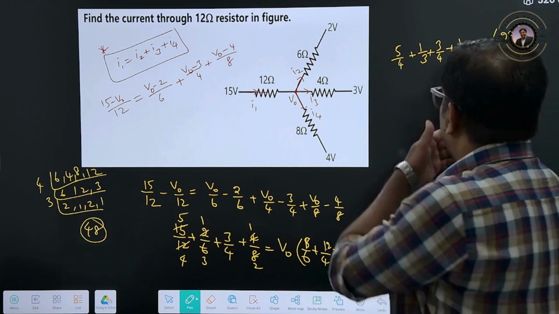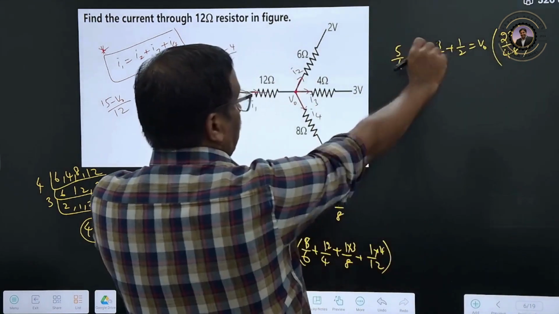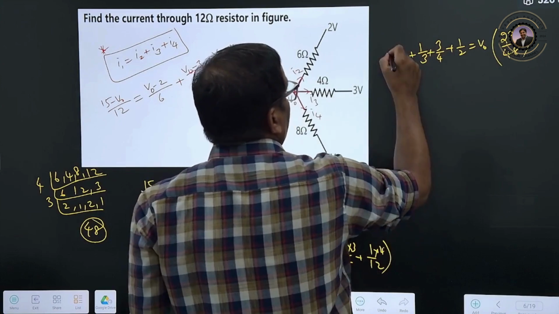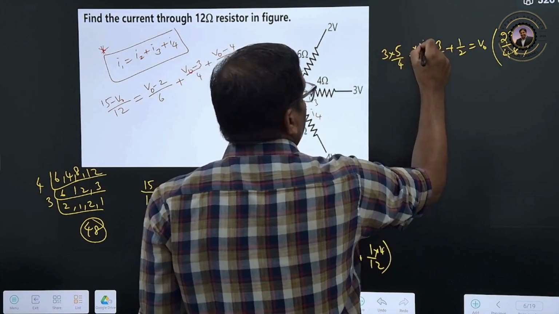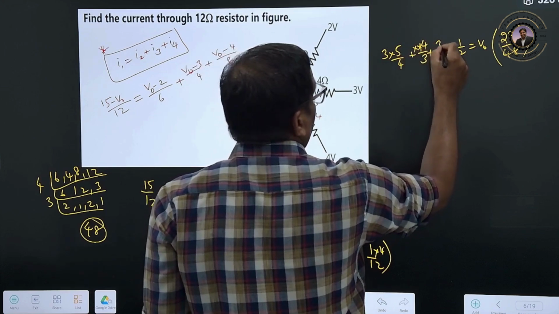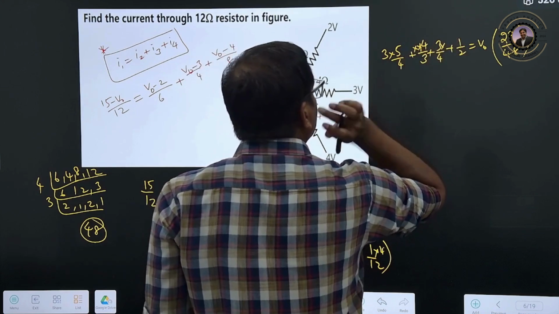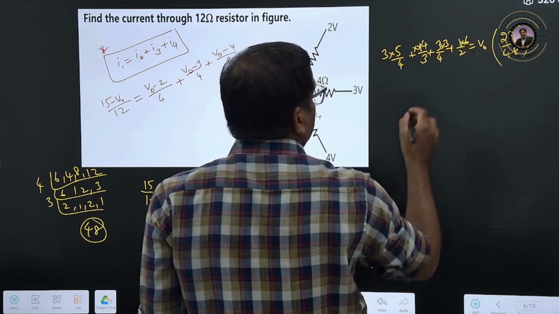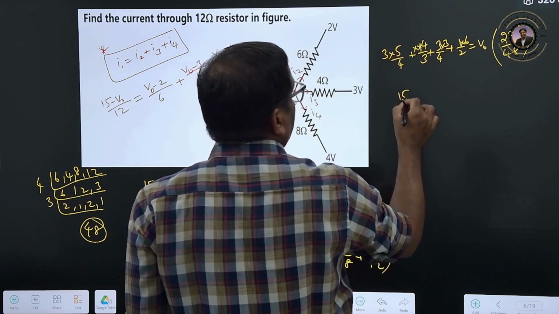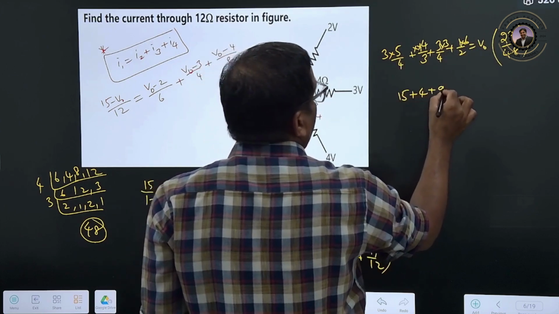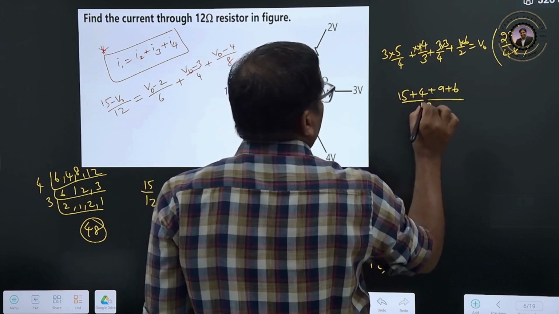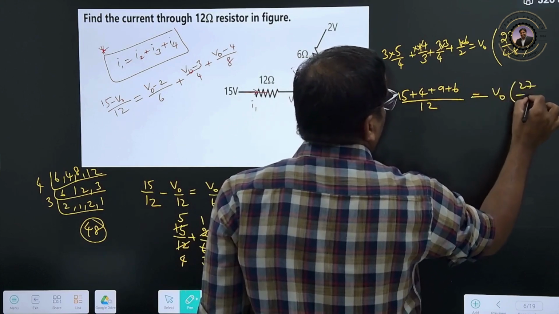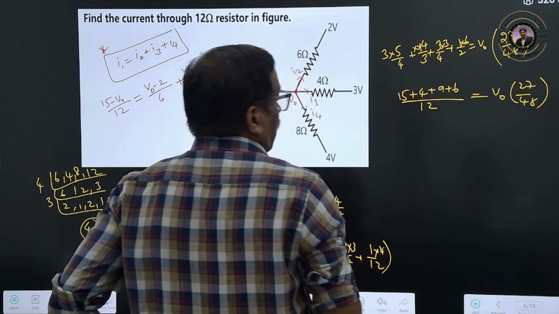Clear? Here also I can make it like this, 2 gone here, 12. 12 I can make it, therefore this is 3. So this I can make it 4 into 4 into 3 into 6. So 15 plus 4 plus 9 plus 6 divided by 12 will be equal to V naught into 27 by 48. How much will it be?